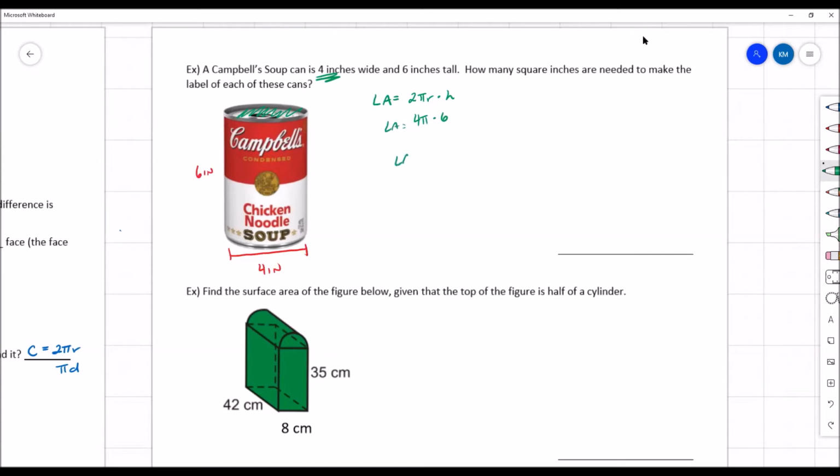Okay, and so our lateral area would be 24 pi inches squared. Now typically in a real world situation, unless somebody asks us to give this to them in pi, we probably want to give them a decimal answer. So let's go for that. 24 pi gives us 75.39, or 75.4 inches squared of paper. That's how much we would need in order to make the labels of the can.